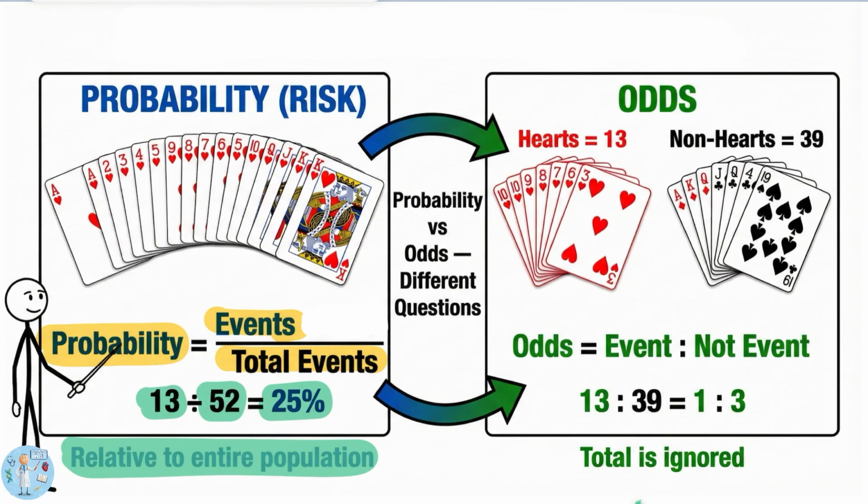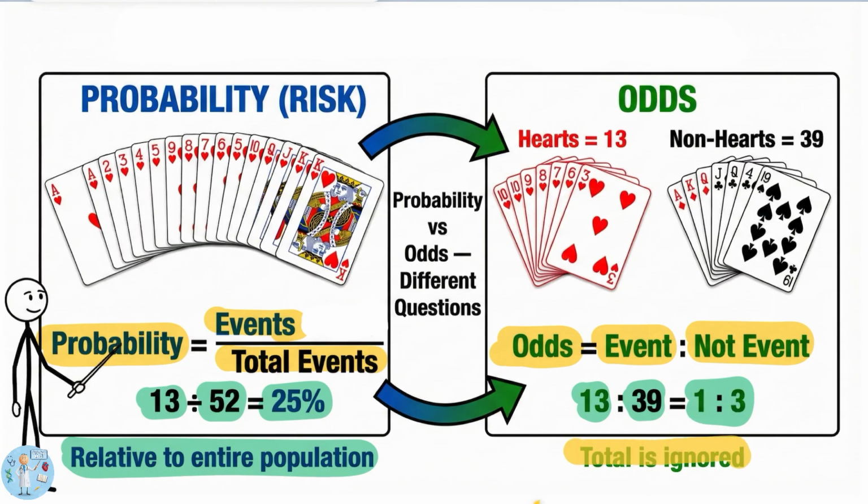Okay, so now odds completely ignores that total, right? What does it look at instead? Odds looks at the ratio of the event happening versus the event not happening. It's an internal comparison. So in that deck of cards example, the odds of drawing a heart are 13 hearts versus 39 non-hearts. The ratio is 1:3. We completely disregard the fact that the total deck is 52. That makes sense mathematically, but why does epidemiology have to use odds? Why can't they just calculate the true risk?